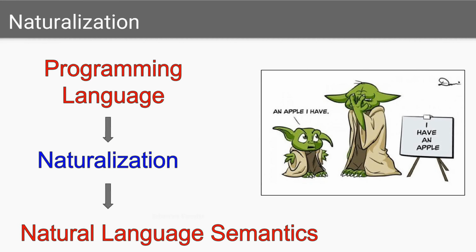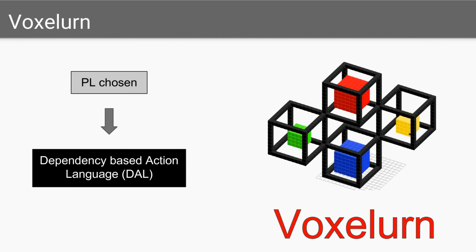To bridge the gap between programming and natural languages, the authors have introduced an interactive language learning process called naturalization. The authors show that through the process of naturalization, a programming language can be transformed into a more natural form. This makes programming easier for an average computer user. To illustrate naturalization, the authors created a core programming language called DAL and a virtual platform called voxellearn, which allowed users to build structures using the naturalized programming language.